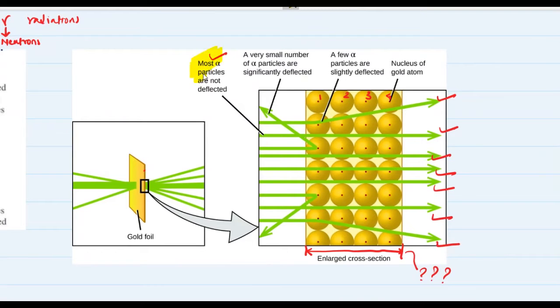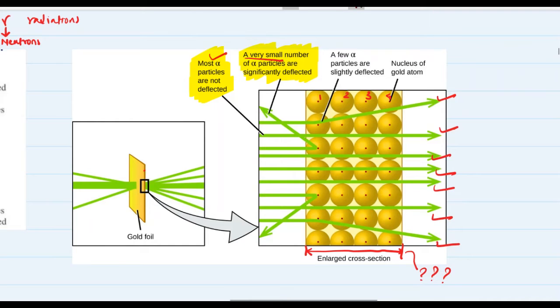Next observation, please be very attentive over here, because these are crucial observations on the basis of which we are going to find out how the atom is structured. The next observation was that a very small number of alpha particles are significantly deflected. So do you see these alpha particles? They come and they get deflected by an angle which is more than 180 degrees, almost 360 degrees. They just make a U-turn. But they were very small in number. Very few alpha particles got deflected by a significant angle.